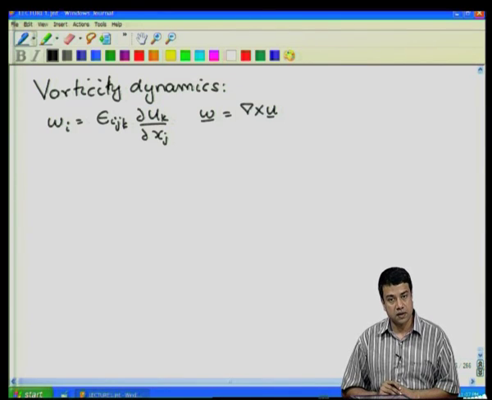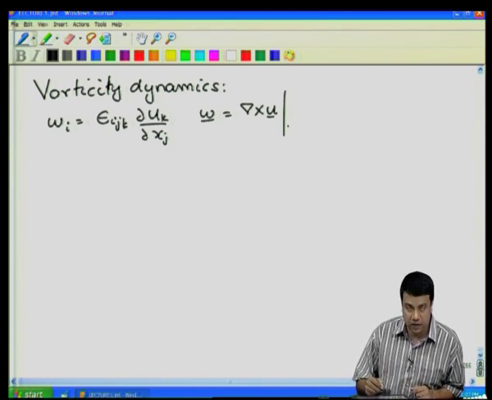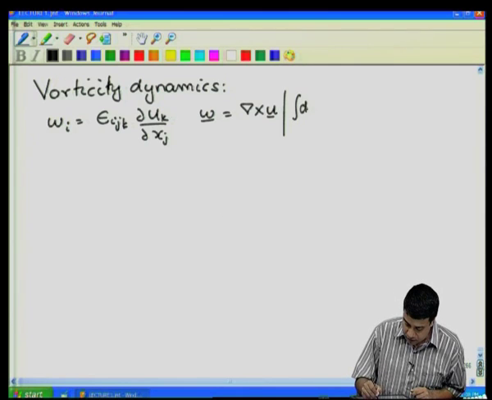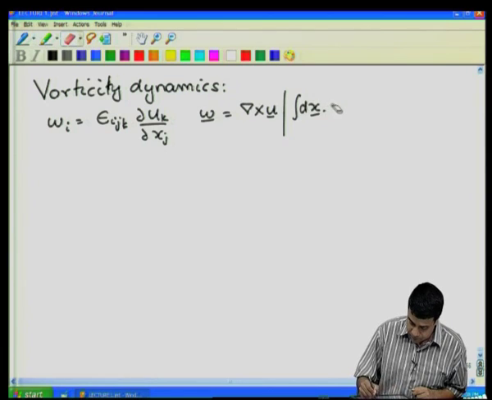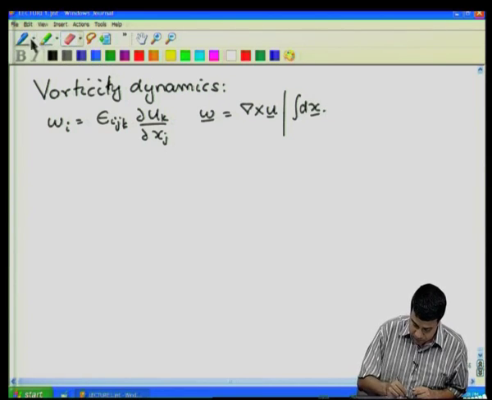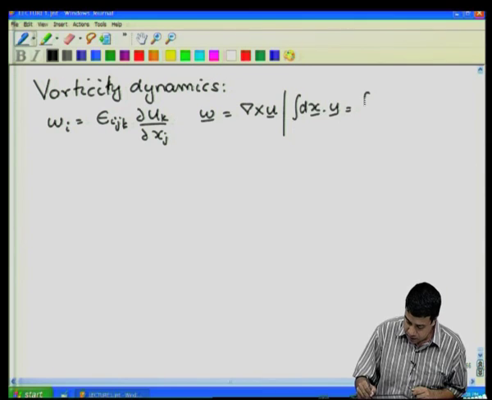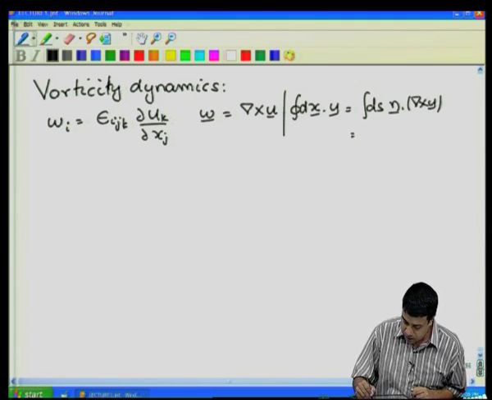As you know, this satisfies the Stokes theorem, or the integral theorem for the curl: the integral of dx dot u is equal to the integral over the surface of n dot del cross u. Okay. This is also the integral over the surface of n dot omega.